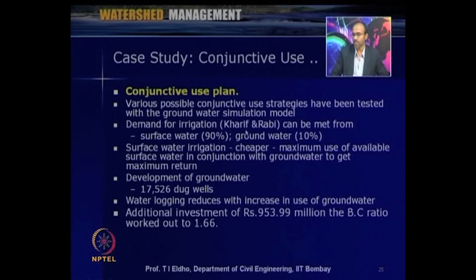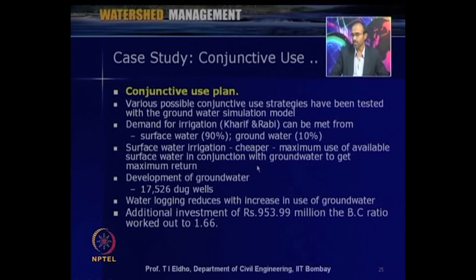So, this is one of the optimal plans. Surface water irrigation is cheaper, since water is readily available, so there is maximum use of available surface water in conjunction with the groundwater to get maximum return. Some of these plans were developed, and for the development of groundwater, a large number of dug wells were proposed, more than 17,500 dug wells. And then the study showed that waterlogging reduced with the increasing use of groundwater.